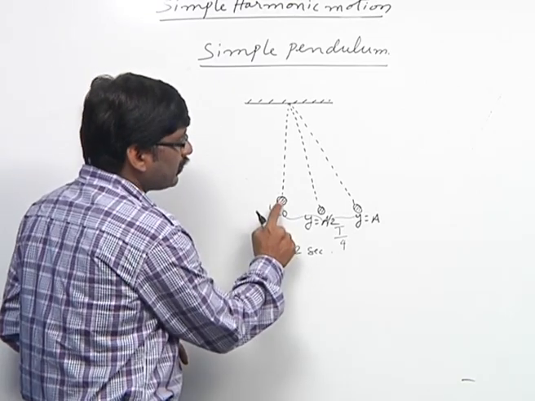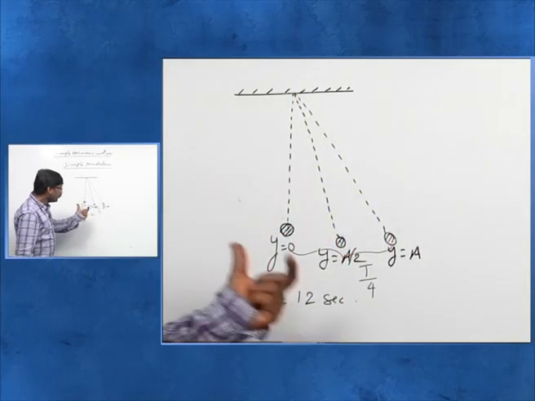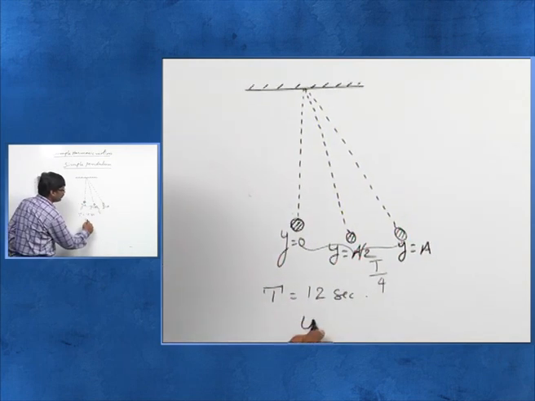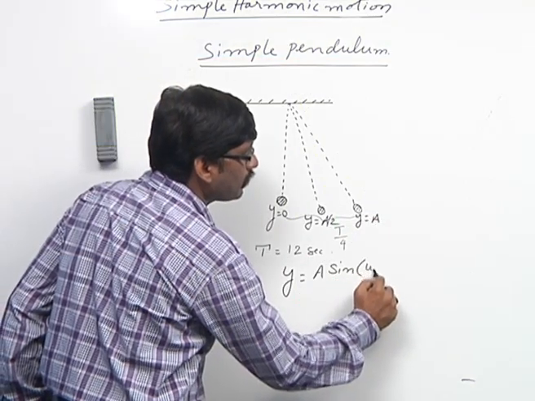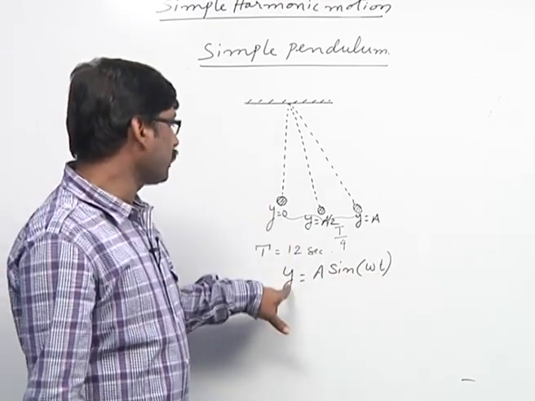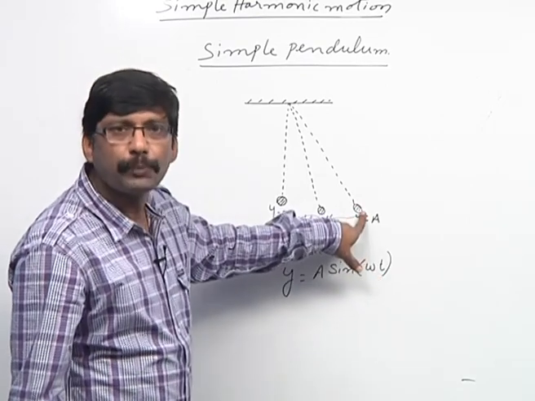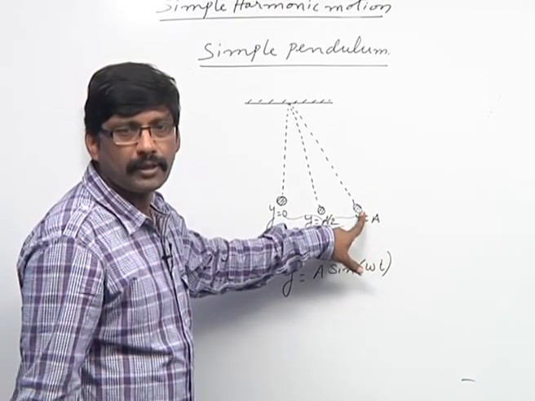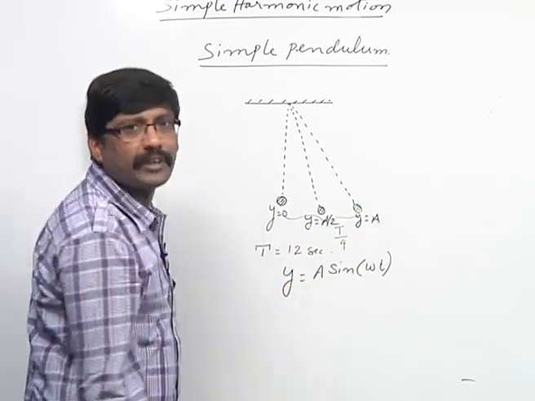So to calculate the time to travel from the mean position to the middle position, we have to use the displacement equation for SHM, that is, y is equal to a sin omega t. Since it's starting from the mean position, I am using y is equal to a sin omega t. If it starts from the extreme position, I have to use y is equal to a sin(omega t plus 90). Since it's starting from the mean position, I am using my sine function.